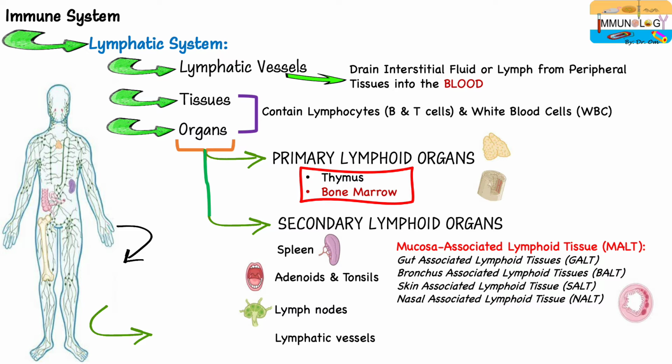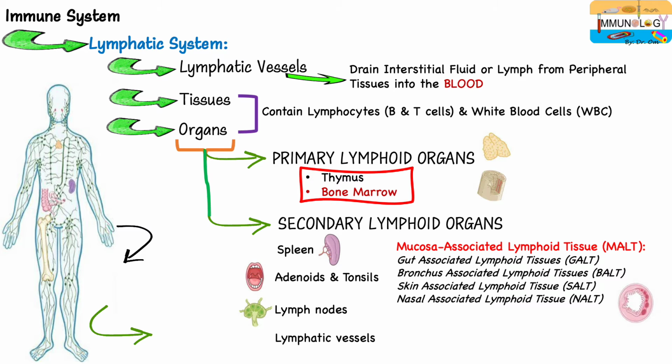The immune system is composed of the lymphatic system, which has three different components. The first one is lymphatic vessels, whose task is to drain interstitial fluid or lymph from peripheral tissues into the blood, whilst others are tissues and organs. Both of these components contain lymphocytes, the B and T cells, and also the white blood cells.